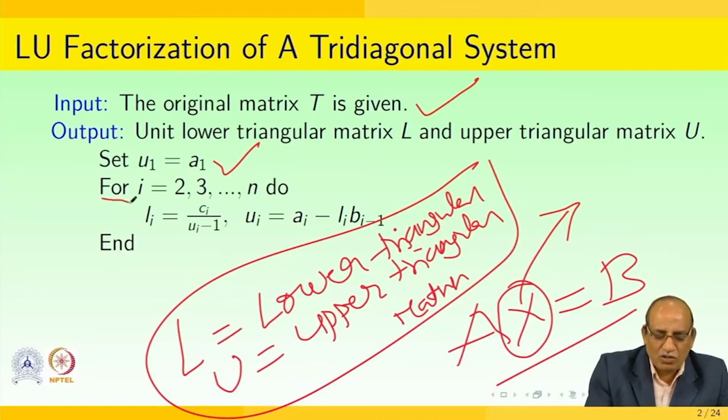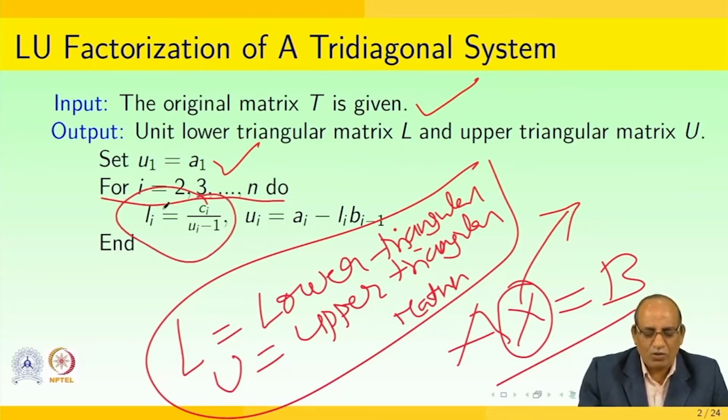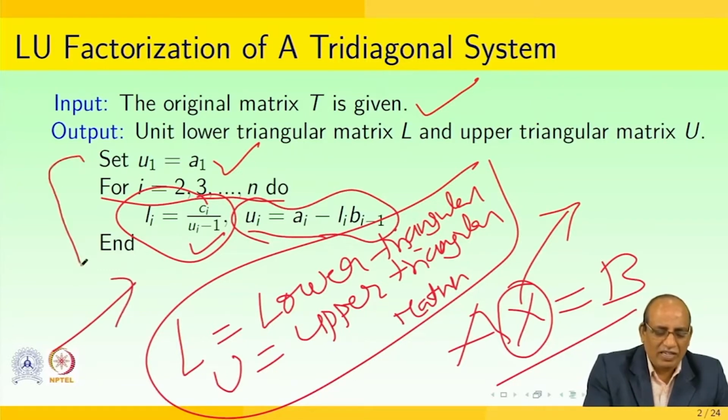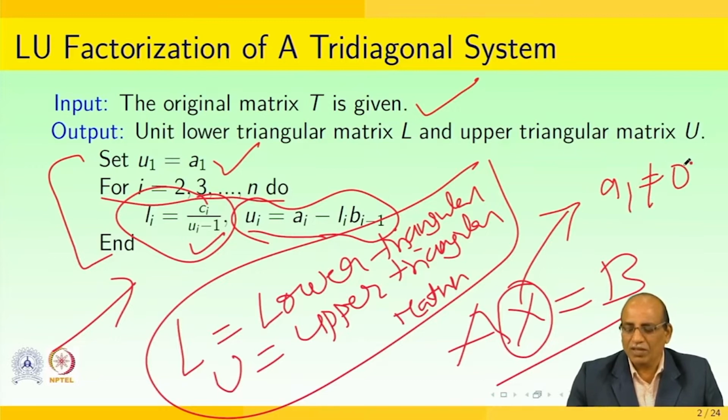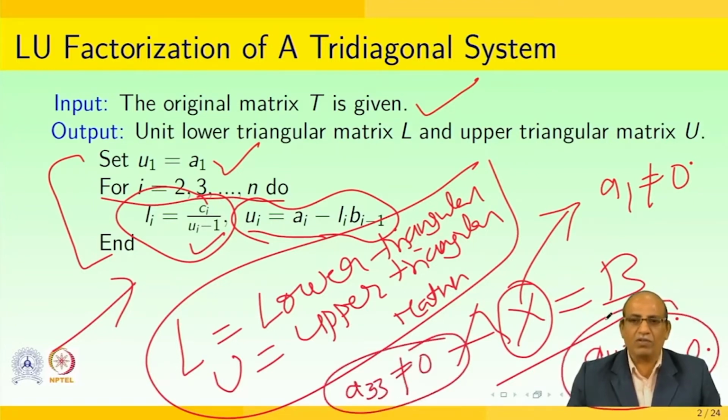And for i = 2, 3, ..., n, do this: Li = Ci / U(i-1), where Ui = Ai - Li B(i-1). And then we end this loop. In this process, A11 should be free from 0, A22 also should be free from 0, and A33 also should be free from 0, so that we are able to find a solution to the system.